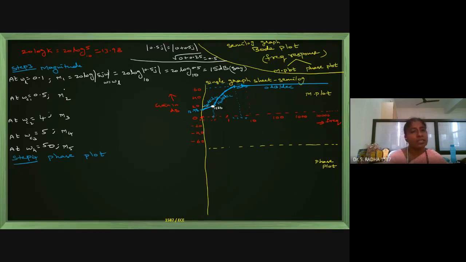Next, the second magnitude. How to calculate the second magnitude: it is the first magnitude plus the change in slope times the logarithm of the present frequency by the previous frequency.